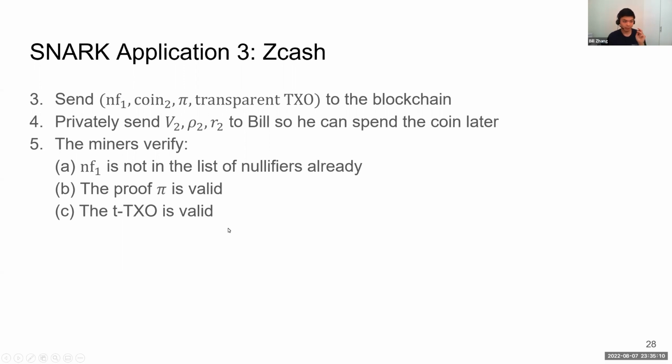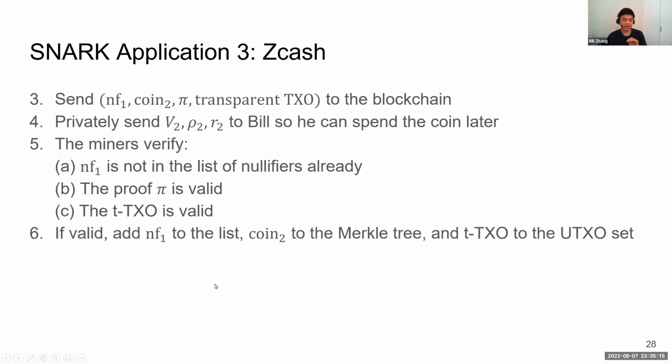Given that the miner has verified all of these things, the miner is going to do a few updates to its chain. If it's valid, it'll first add this new nullifier that's been sent to it to the list of nullifiers on the chain, so that now nobody can spend this coin again. It's going to add coin 2 to the Merkle tree, so that coin 2, this new coin that's going to be mine, is now part of the chain. It's going to add the transaction that has been transparent this whole time to the UTXO set, just like on the Bitcoin blockchain. And of course, it's going to do some other overhead stuff, like generating the new Merkle proof and the new Merkle root.